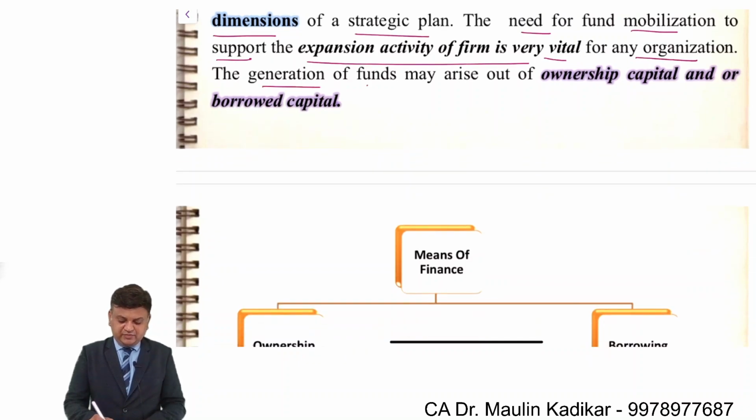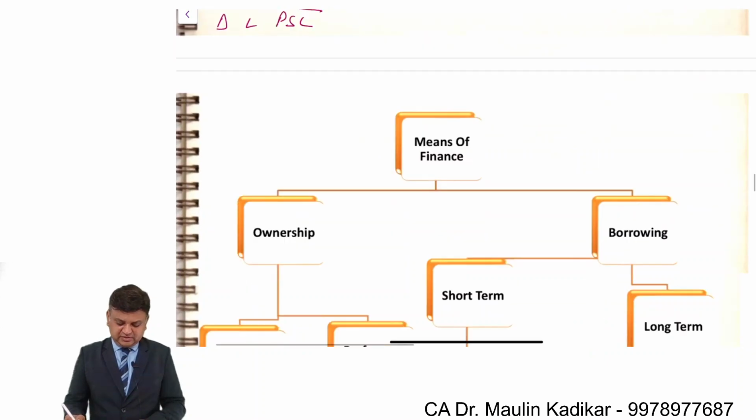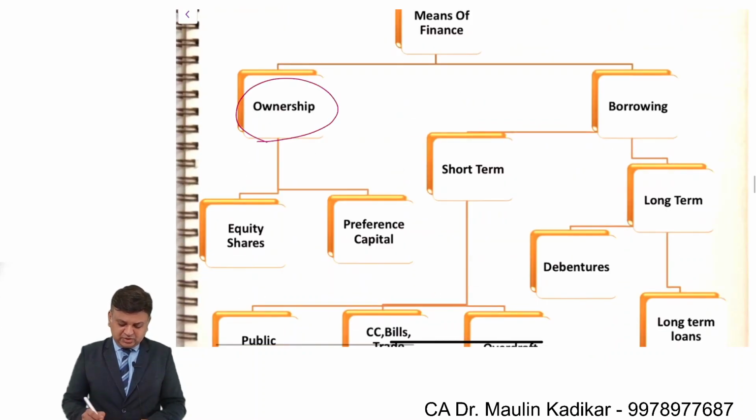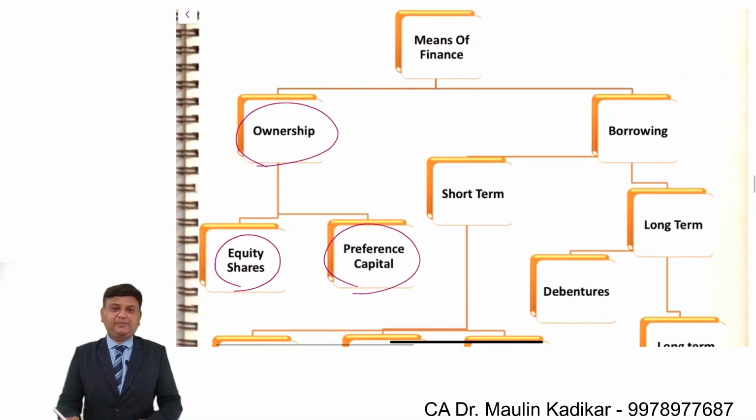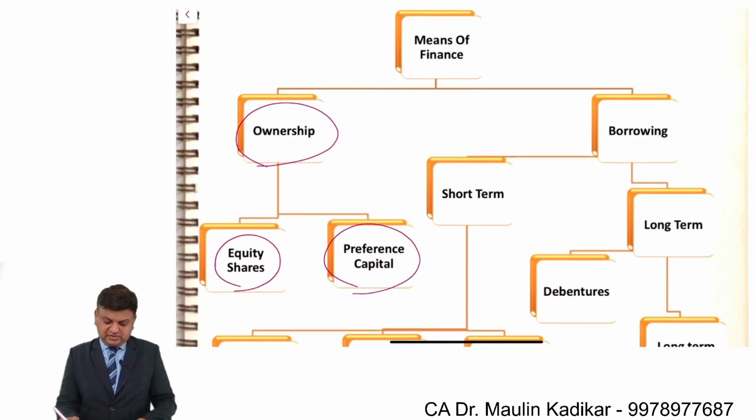The generation of the funds may arise out of the ownership capital, wherein it is retained earning and equity financing. Borrowed capital, in that debt financing, loan financing, preferential capital financing. Ownership, in that equity and preferential. Over here they have mentioned the preferential capital as a part of the ownership. However, a number of times it is taken as the outsiders' funds.